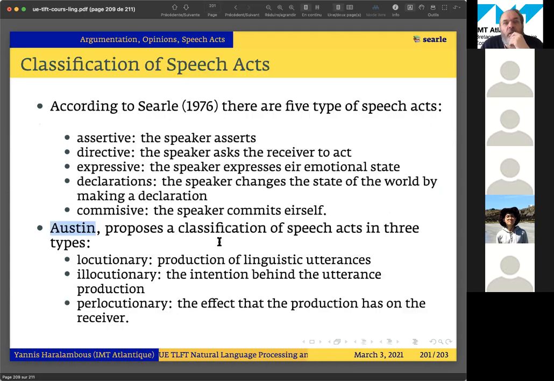Austin, the same Austin as here, has a different classification of speech acts in three parts: locutionary, illocutionary, perlocutionary. Locutionary is producing utterances, sentences in a given context. Illocutionary is the intention behind the sentences you produce, and perlocutionary is the effect that they have on the receiver. So this is not really a classification of the speech acts per se, but three domains of studies. The first one is, what are you producing? The second one is, why do you produce it from your point of view? And the third one is, what effect does your production have on your interlocutor?